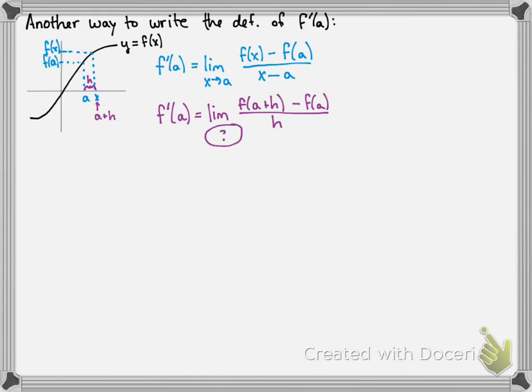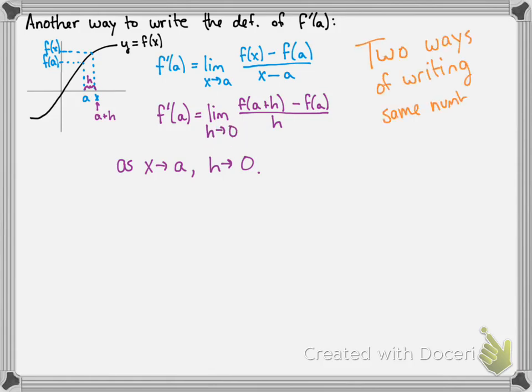Okay, but what goes there? What should I put instead of x approaches a? Well, I could put a plus h approaches a, but that seems a little weird. As x approaches a, that is, a plus h approaches a, that means h is getting closer to 0. So instead of x approaches a, in that limit spot, I'll write h approaches 0. These are two different ways of writing the same number, f prime of a, and sometimes one of them is easier and sometimes the other one is easier.